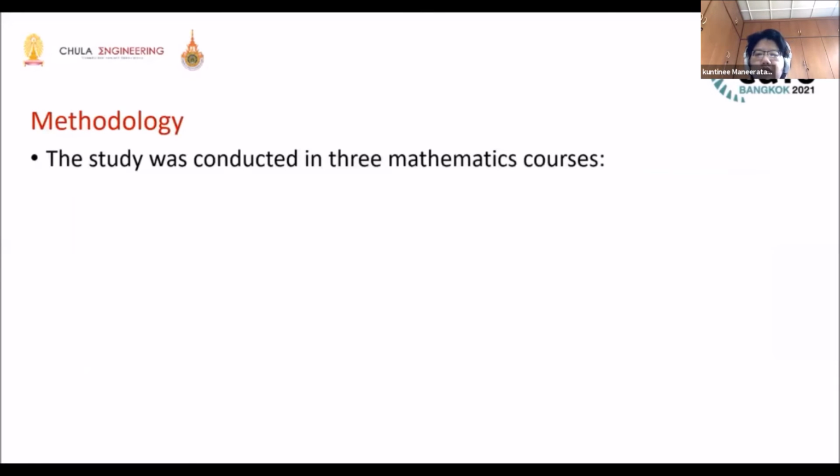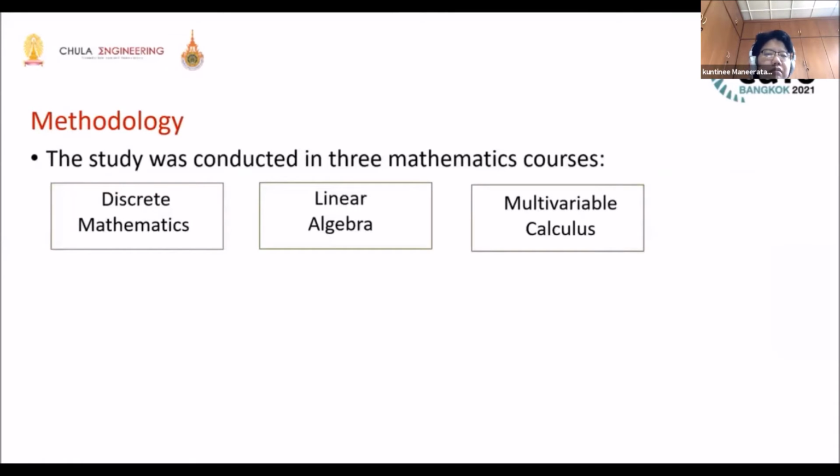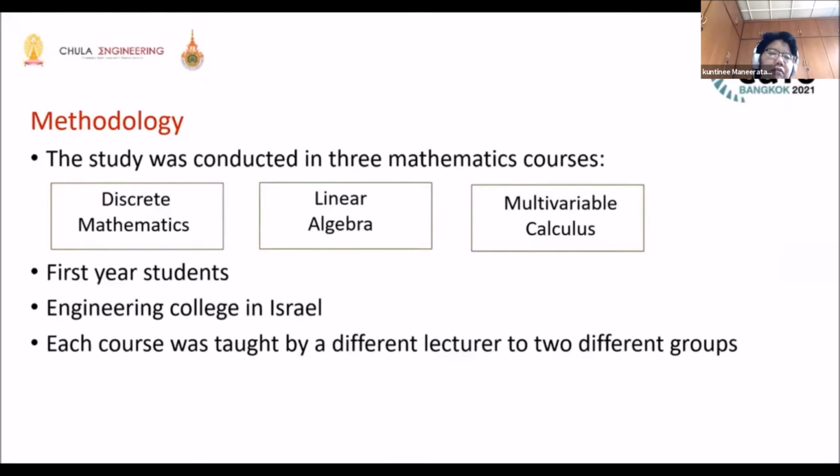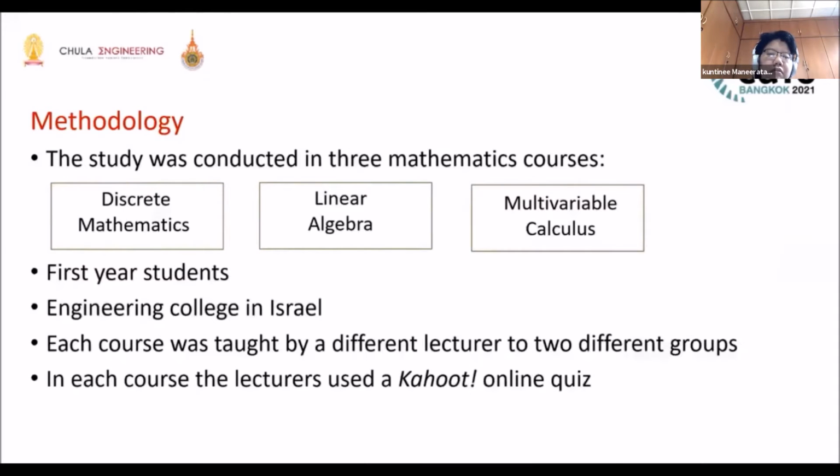The study was conducted in 3 mathematics courses: discrete mathematics, linear algebra, and multivariable calculus, taken by first-year students in an engineering college in Israel. Each course was taught by a different lecturer to 2 different groups of students, around 20 to 50 students in each group. In each course, the lecturers used a Kahoot online quiz during a lecture.